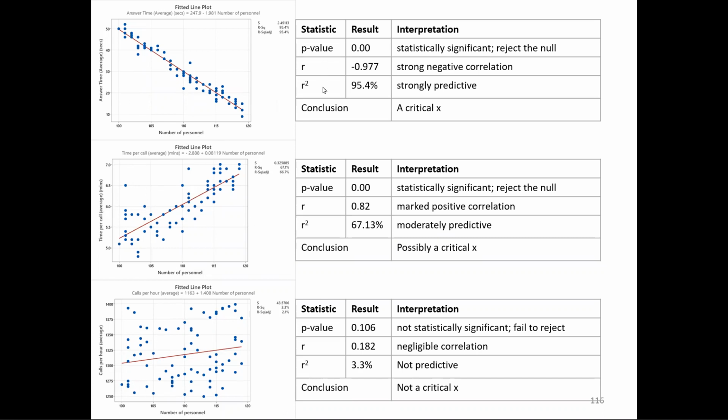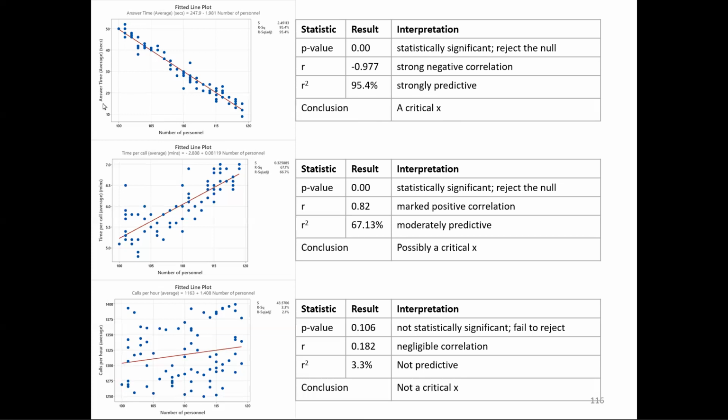Here we see the results, the p-value, which is going to be the same for the correlation and for the regression test. In this one, there's a p-value of 0.00, which means we reject the null hypothesis, right? That's statistically significant. The R is negative 0.977. We would interpret that as a strong negative correlation. The R squared is 95.4%, strongly predictive. So in terms of how useful this is, we'd say this is a critical X. The number of personnel is a critical X.